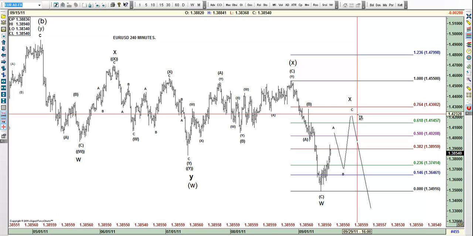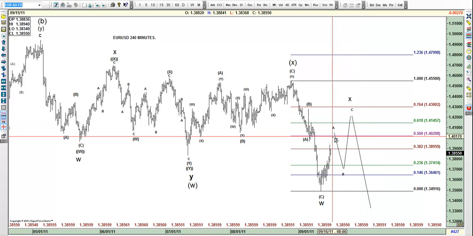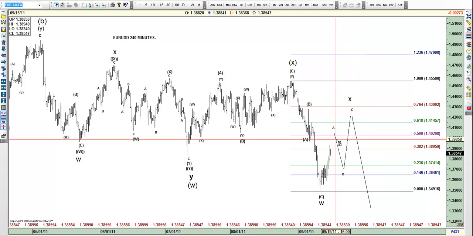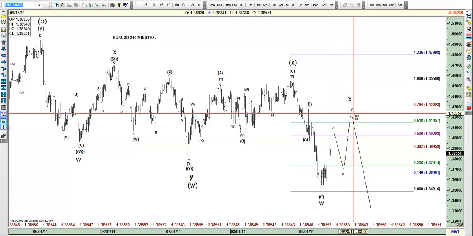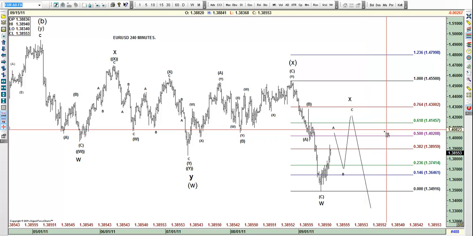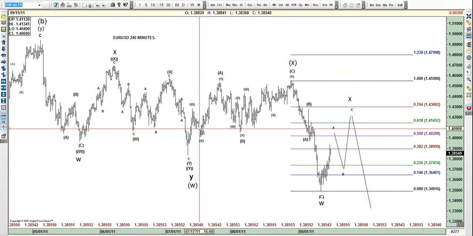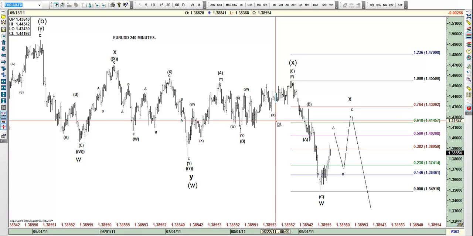It can be both ways. Now, the best way to let you know which way is when the A wave ends. That's when it's going to pause. It's going to tell you which way we go. I like this scenario because it goes better with the dollar index. The other one goes better with the euro index.